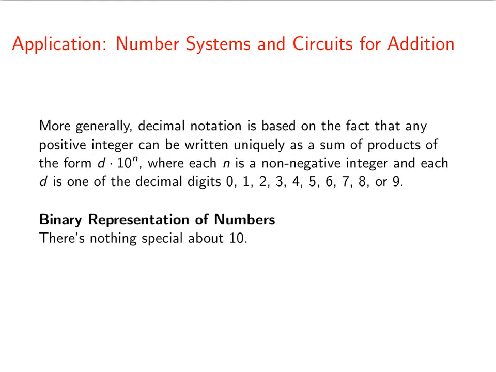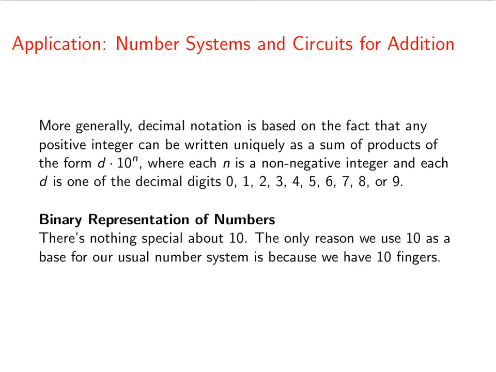And more generally, decimal notation is based on the fact that any positive integer can be written uniquely as a sum of products of the form d times 10 to the n. Each n is a non-negative integer, and each d is one of the decimal digits, 0 through 9. We're going to talk about binary representation of numbers because there's absolutely nothing special about 10.